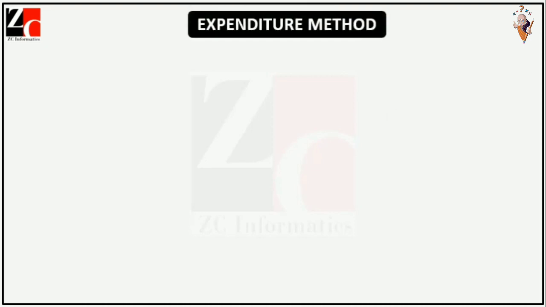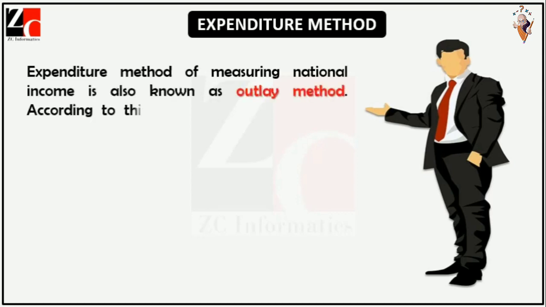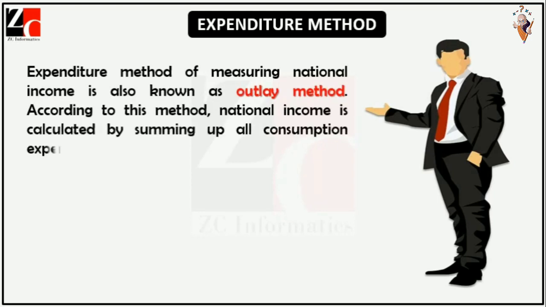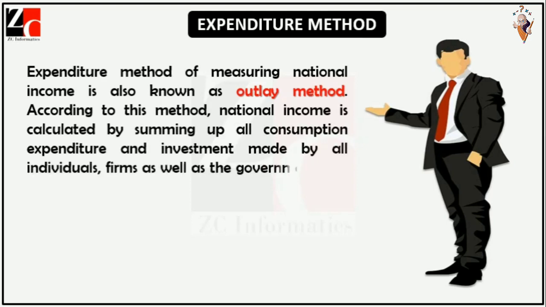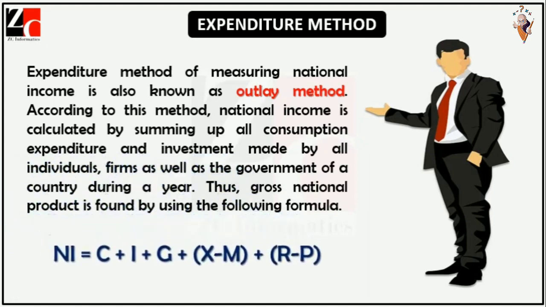Expenditure method. Expenditure method of national income is also known as outlay method. According to this method, national income is calculated by summing up all consumption expenditure and investment made by all individuals, firms as well as government of a country during a year. Thus, gross national product is found by using the following formula. NI is equal to C plus I plus G plus X minus M plus R minus P.